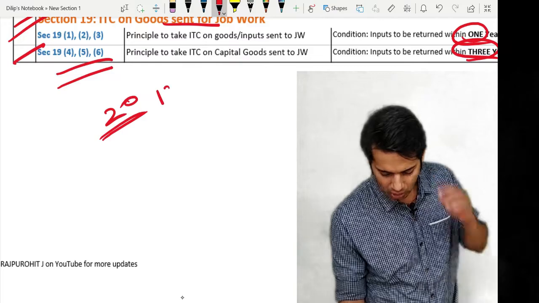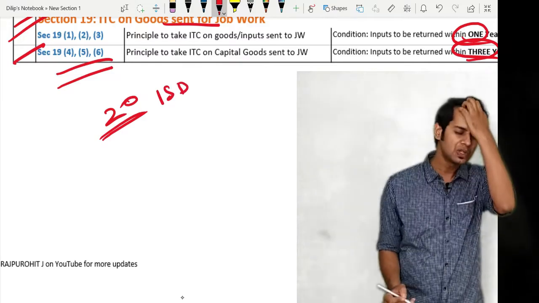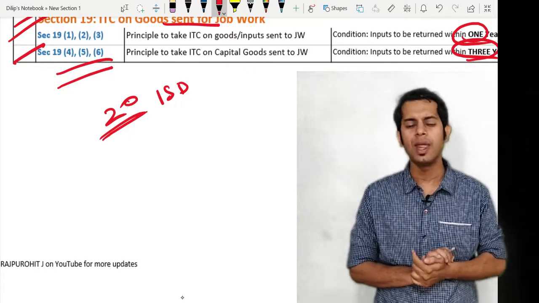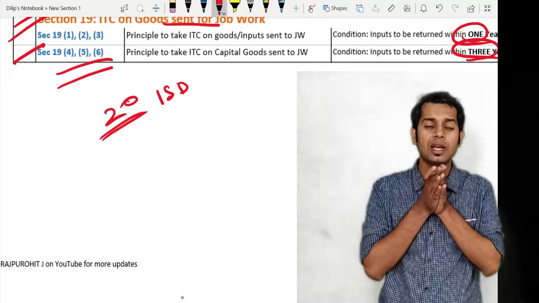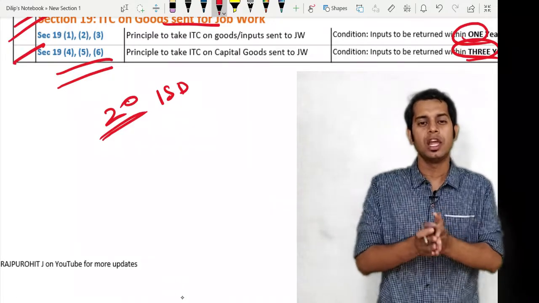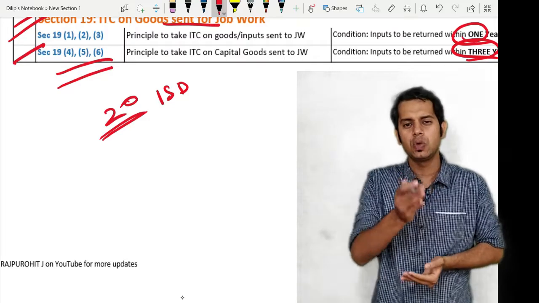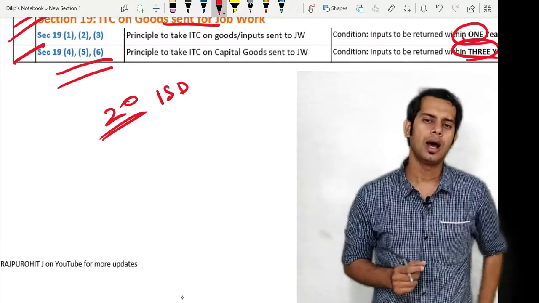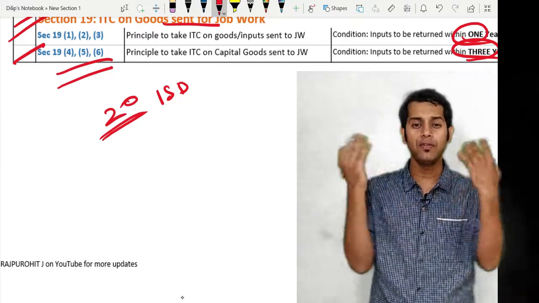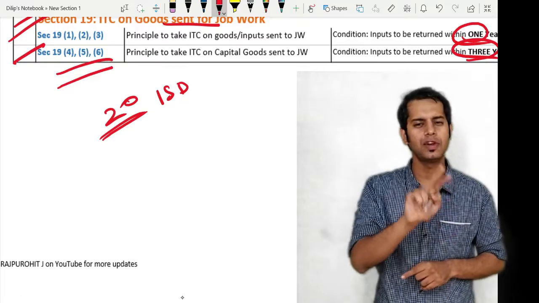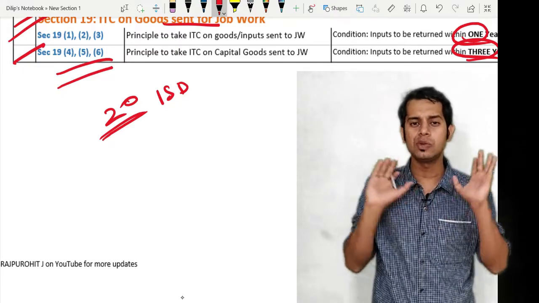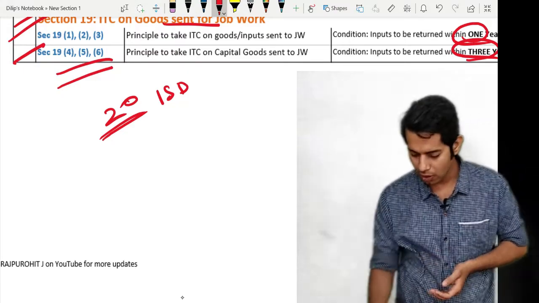Section 20 talks about distribution of credit by an input service distributor. The input service distributor can distribute the credit accumulated by him. How will he distribute it? If the credit is pertaining only to one unit, distribute only to that one unit. If it is for more than one unit, distribute it to those units on a proportionate basis, based on the turnover of the relevant period. If it is for all the units, distribute it to everyone based on their turnover of the relevant period.